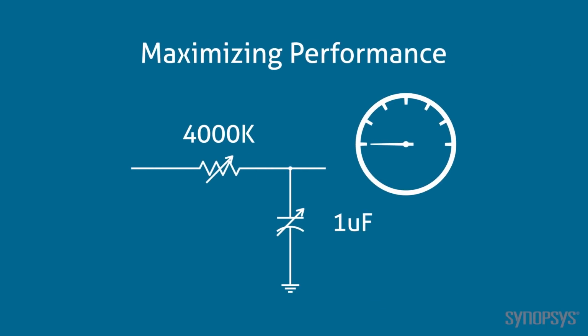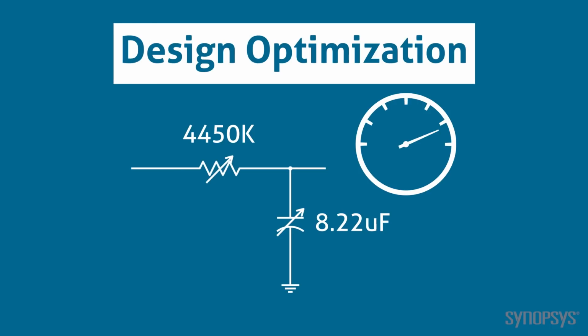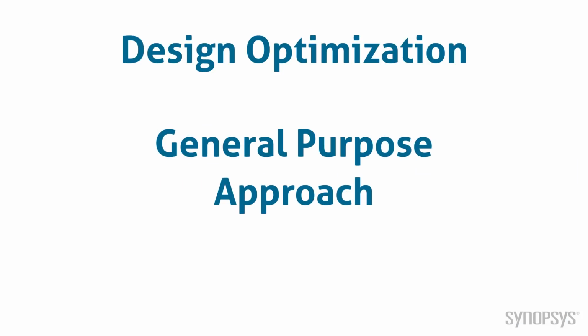One of the most important aspects of circuit design is determining component values that maximize performance. SaberRD automates this process with design optimization. It can be applied to almost any type of circuit, simulation, and measurement. Its general-purpose approach can even be applied to circuits with nonlinear or switching operation.